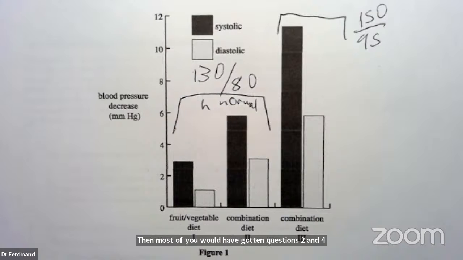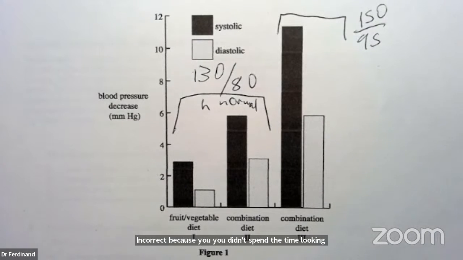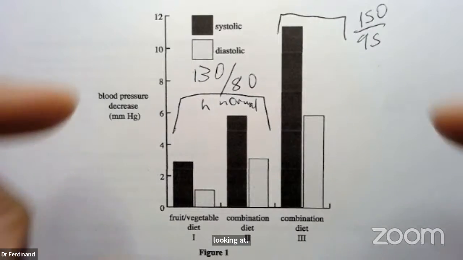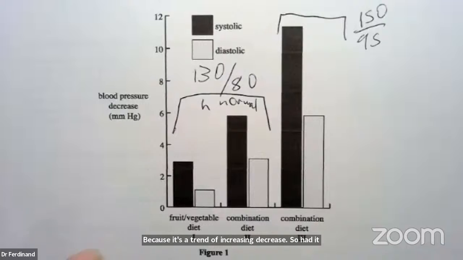But many of you probably got questions 2 and/or 4 incorrect because you didn't spend the time looking at the graph and asking what is the trend that I'm looking at, because it's a trend of increasing decrease. Had it been flipped the other way with negative numbers going down, it would be very easy to see what's happening.